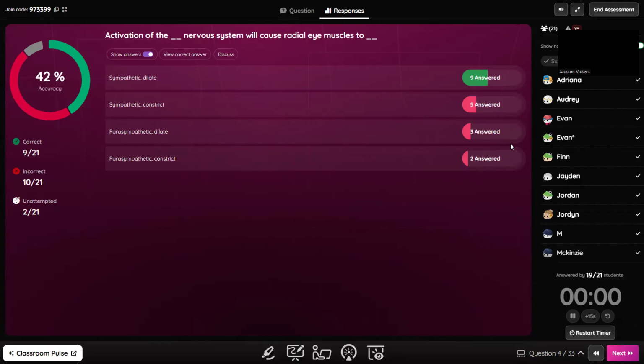Any questions? I think of sympathetic as fight or flight. You want to see a lot more. You want to be able to see what's around you if a lion's running at you or something. And also, I always remembered radial has a D in it, D for dilate. It's radial, dilate.